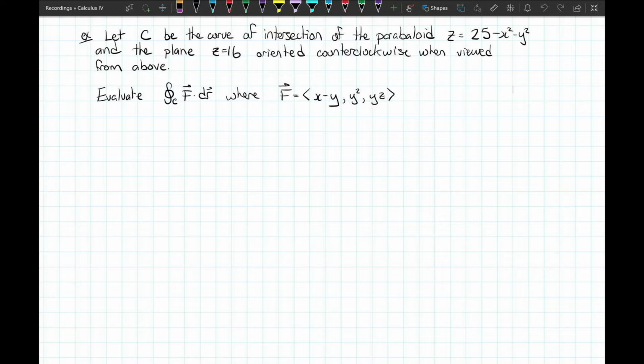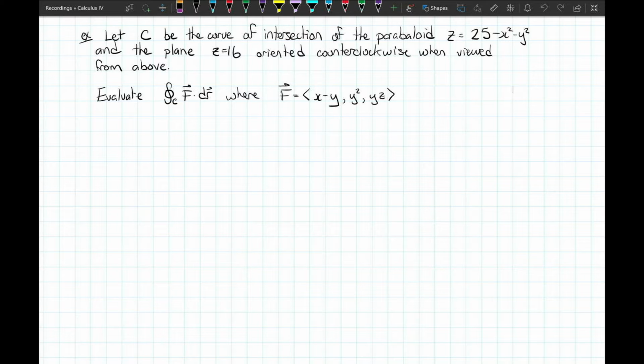In this example, let's take a look at the curve of intersection of a paraboloid and a plane. We've got the paraboloid opening downward, z equals 25 minus x squared minus y squared, and a horizontal plane, z equals 16, parallel to the xy plane. Let's suppose that the curve is oriented clockwise when we're viewing that from above the xy plane.